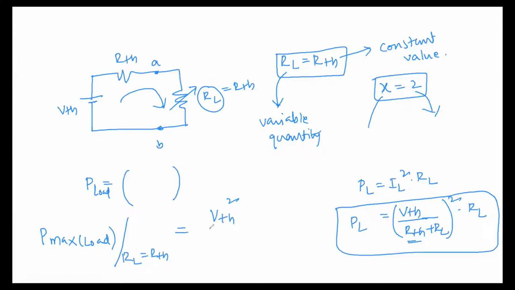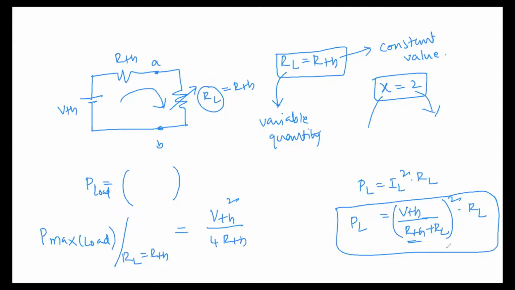VTH square divided by 4 RTH is the maximum power that is transferred to the load. So that is the possible maximum power that is transferred to the load. More than that, you cannot transfer. Whatever resistance you keep in that RL place, more than this value, VTH square divided by 4 RTH, you cannot transfer.